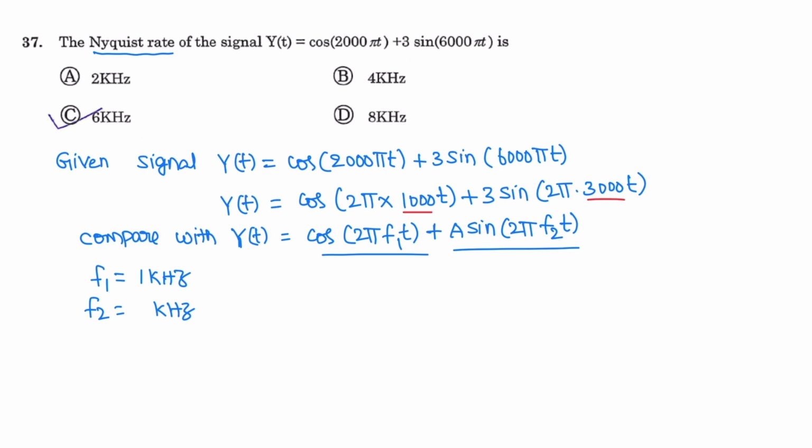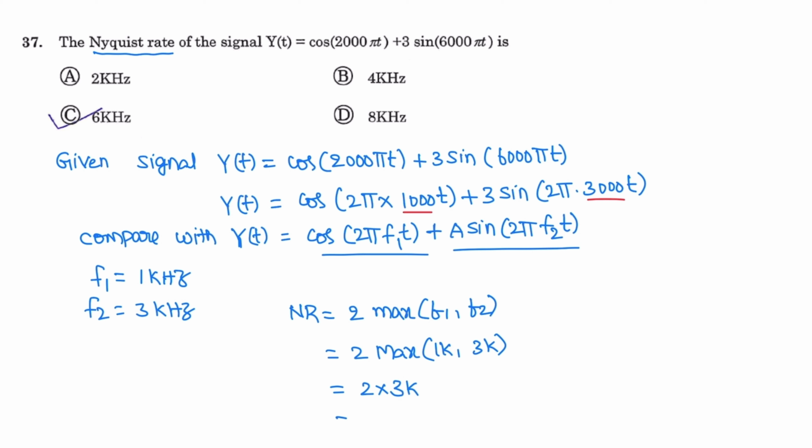Now Nyquist rate is 2 times the highest frequency component, 2 times the maximum of f1, f2. So 2 into maximum of 1 kilohertz, 3 kilohertz. So maximum value is 3 kilohertz, that is 2 into 3 kilo. Nyquist rate is 6 kilohertz. The formula for Nyquist rate is, this is the formula.